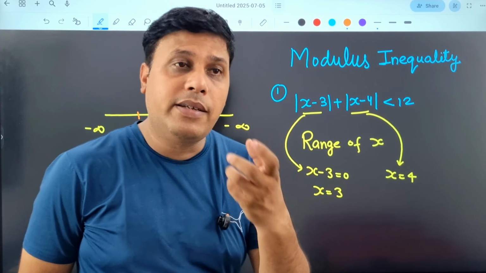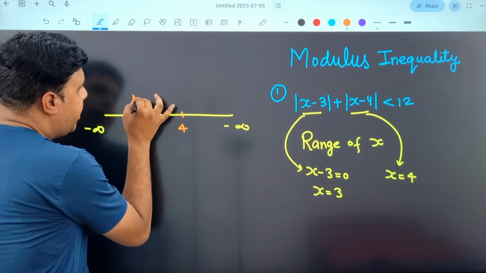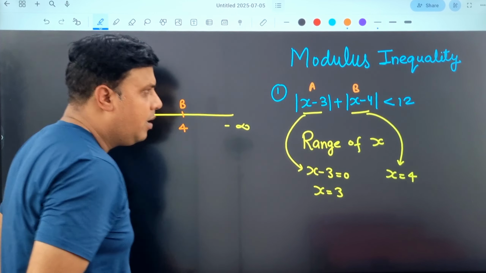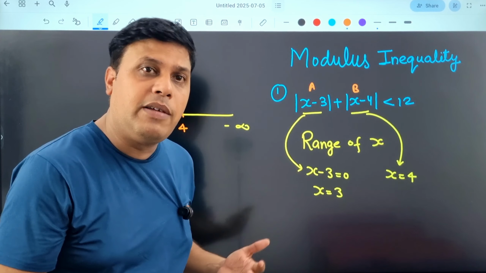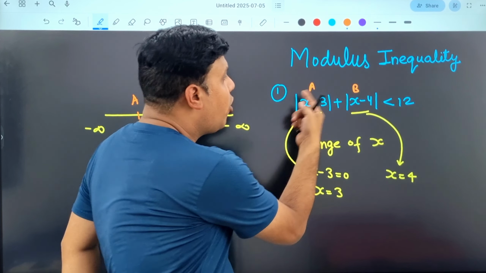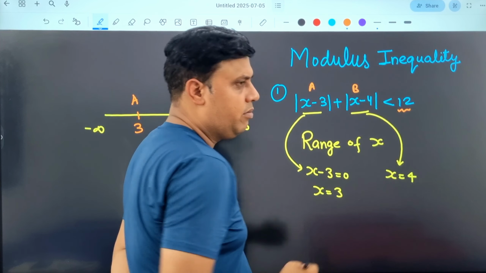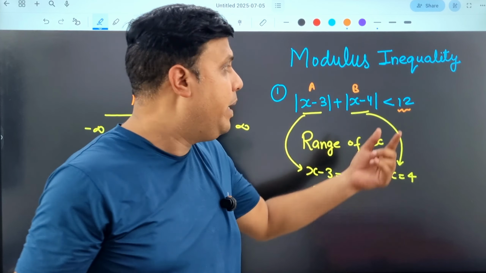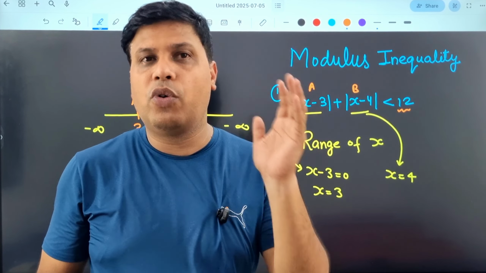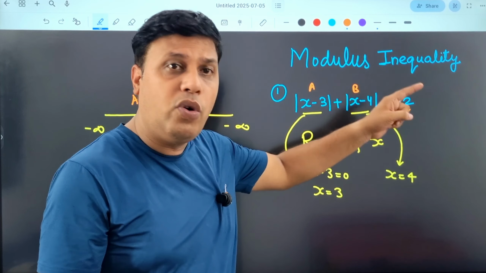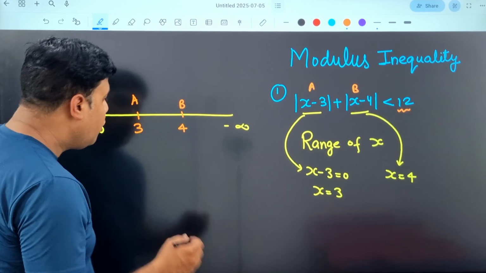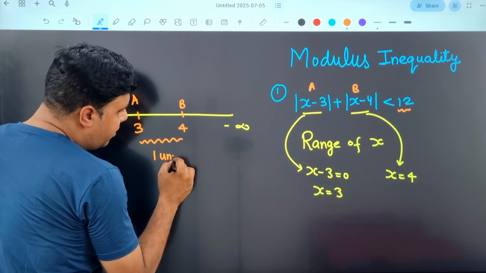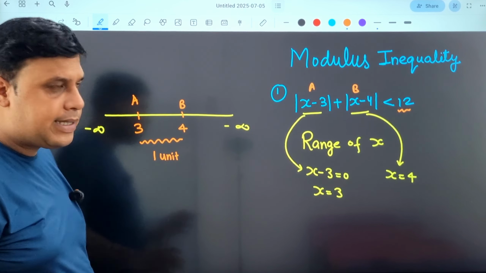Now just try to imagine there are two persons A and B. Just assume them. They have decided that they'll be walking, because modulus is the distance. They'll be walking a distance which is less than 12. They want to walk, but the combined distance should be less than 12. They don't want to go beyond 12, even 12 also they don't want, less than 12, right? So what is the initial distance they have? The initial distance between them is 1 unit.